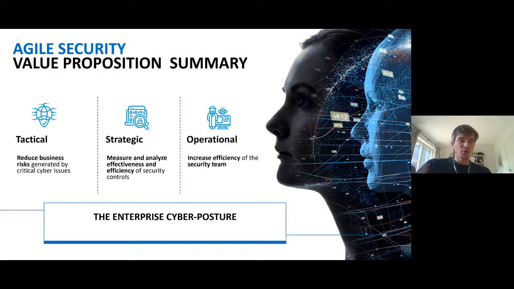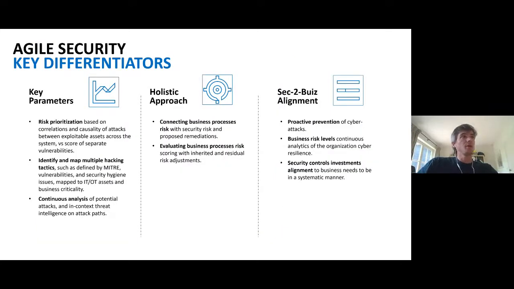So I think those are the three parts that you will see improving when you start adjusting to more of an agile security mindset and incorporating this into your vulnerability management program. The parameters that we look at as a differentiator again are the risk prioritization and the identification of your attack surface, analyzing this continuously and seeing where you need to go and adjusting accordingly. So it's a constant exercise of where to go and where to look, but it's a necessary exercise, and I think it will pay off in the long run.